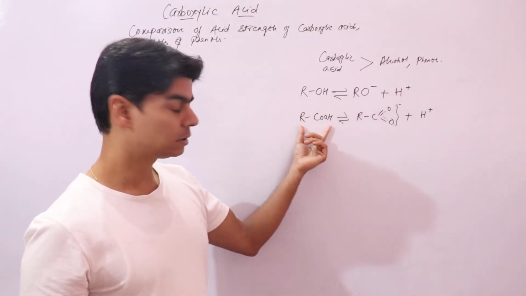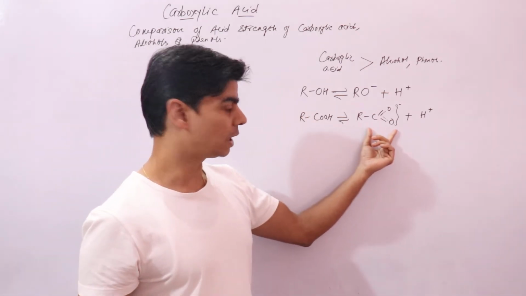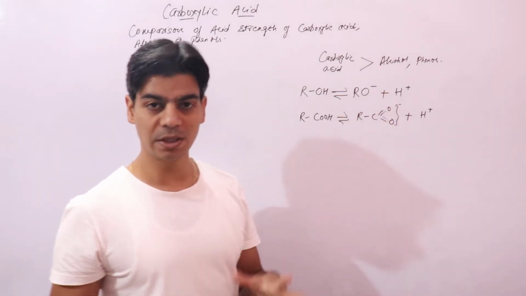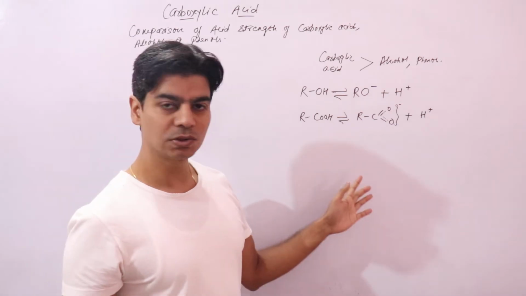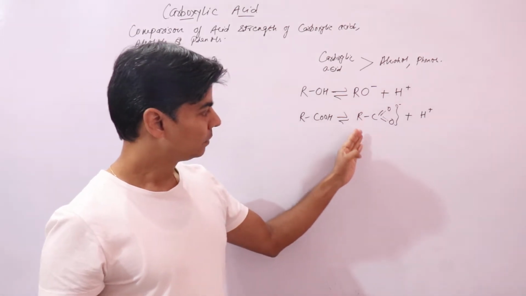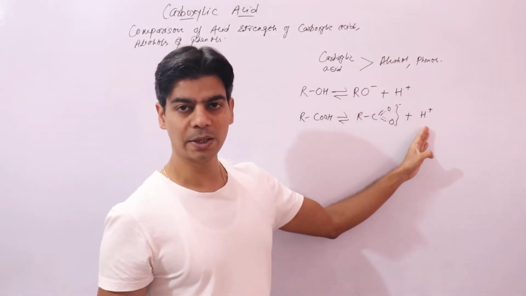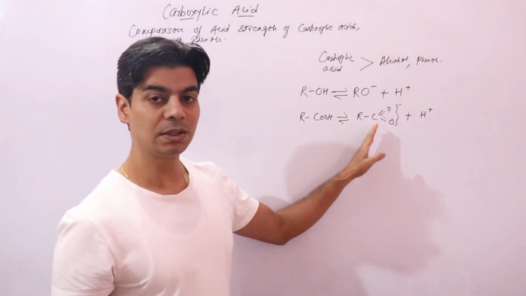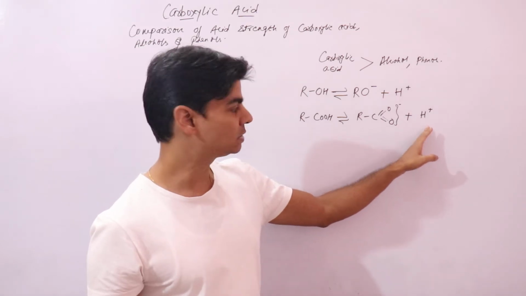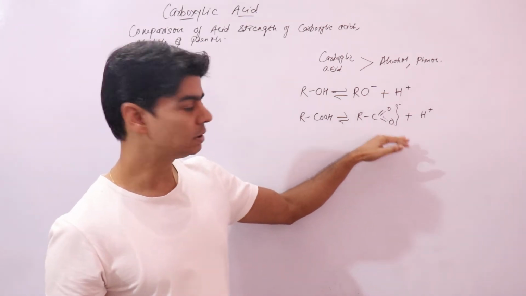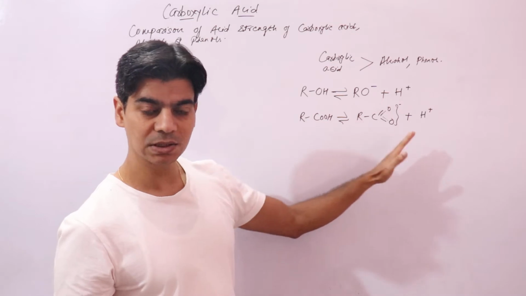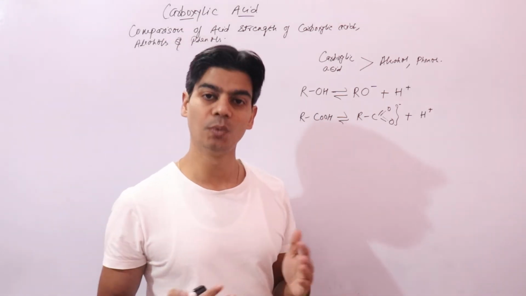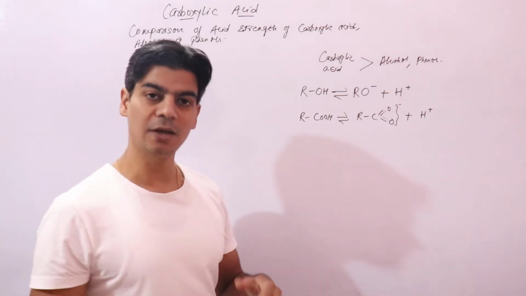If you look at carboxylic acid, it forms carboxylate ion and hydrogen ion. Now this carboxylate ion is more stable. It can stay in solution as it is and will not immediately combine with hydrogen ion to give back carboxylic acid. It does combine with hydrogen ions, but this reverse reaction is less compared to alcohols. That is why carboxylic acids are more acidic, so they have more hydrogen ions.